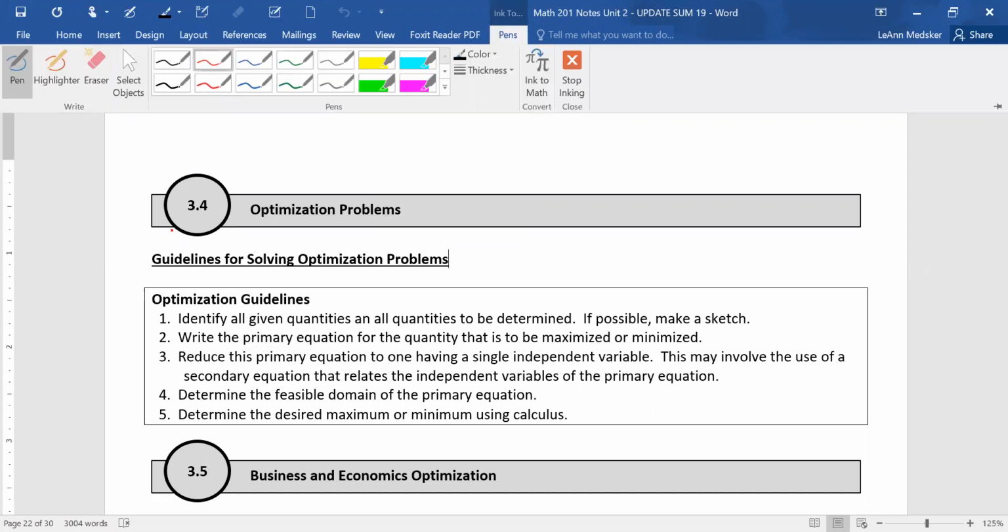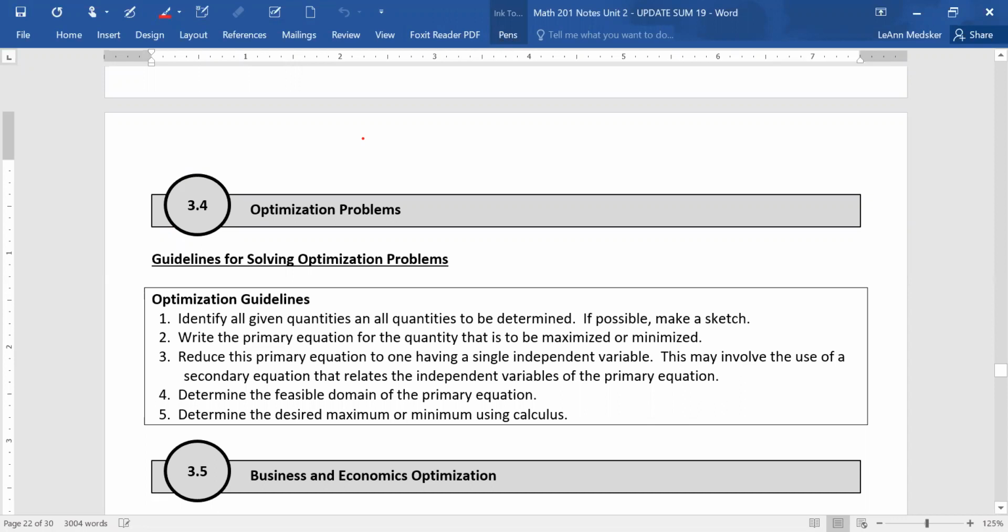So 3.4 and 3.5 are actually the same topic, but optimization problems usually go into a more algebraic or geometric discussion when you take a traditional Cal 1 class. So we're going to be focusing more on the business applications and the economics applications. An optimization problem is when you're solving for a maximum or minimum of something. So you're trying to either maximize profit or minimize your cost.